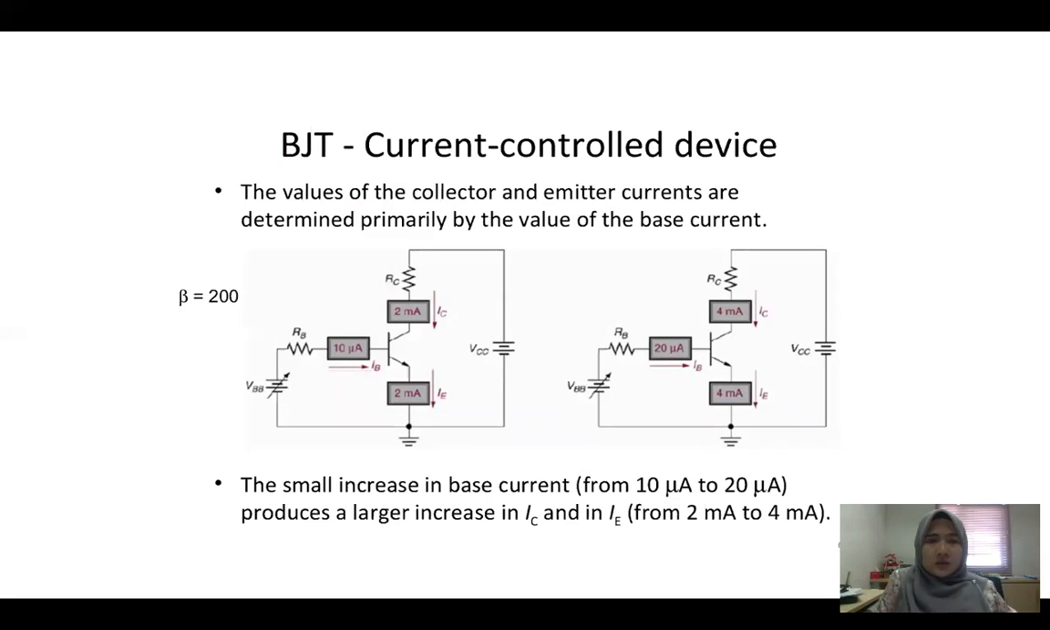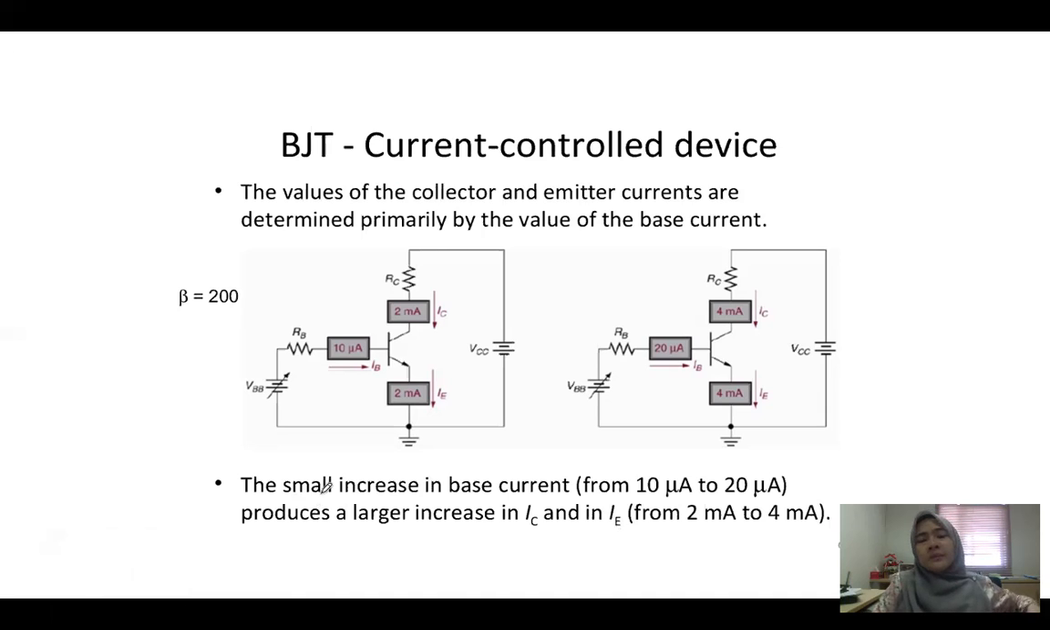So the BJT transistor is actually a current control device. The values of the collector and emitter currents are determined primarily by the value of the base current. For example, you have this circuit with this base circuit, and you have beta equals 100. The small increase in the base current produces a large increase in IC and IE. So that's why it's stated over here, the values of the collector and emitter currents are determined based on the value of the base current.